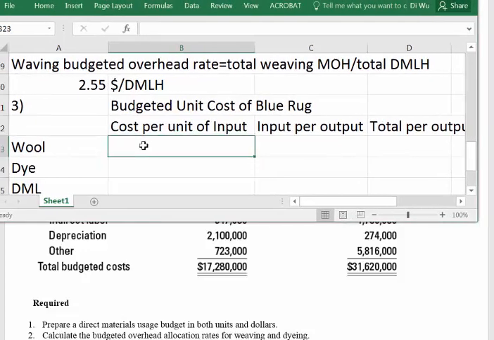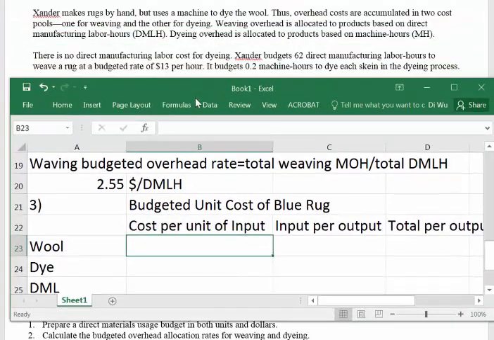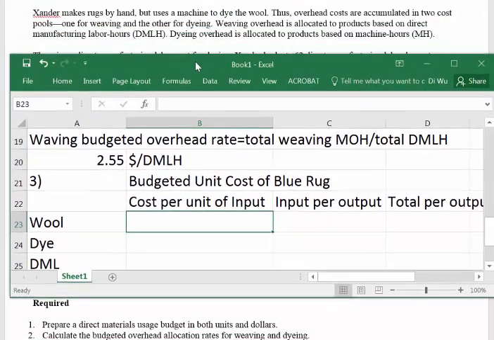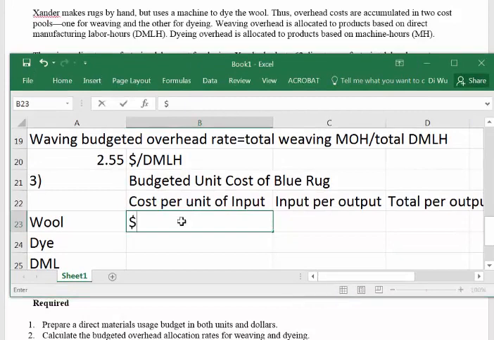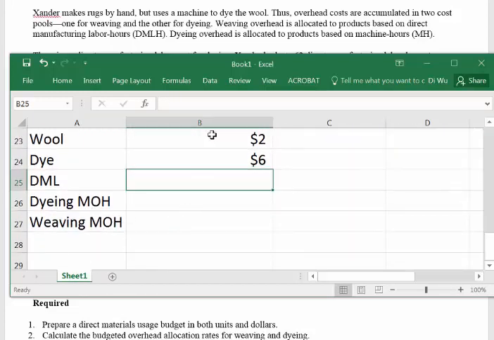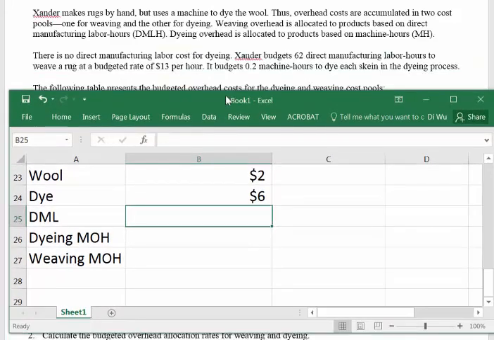So let's first take a look at the cost per unit of input. So if I look at the wool, the cost of input is pretty clear. You can get it from the question. Okay. So we know that we have $2 per skein, and we have $6 per gallon, right? And for direct manufacturing labor, we're looking at $13 per hour. Okay, you can get all these numbers, right? The dyeing manufacturing overhead, you are going to use the result from 3.